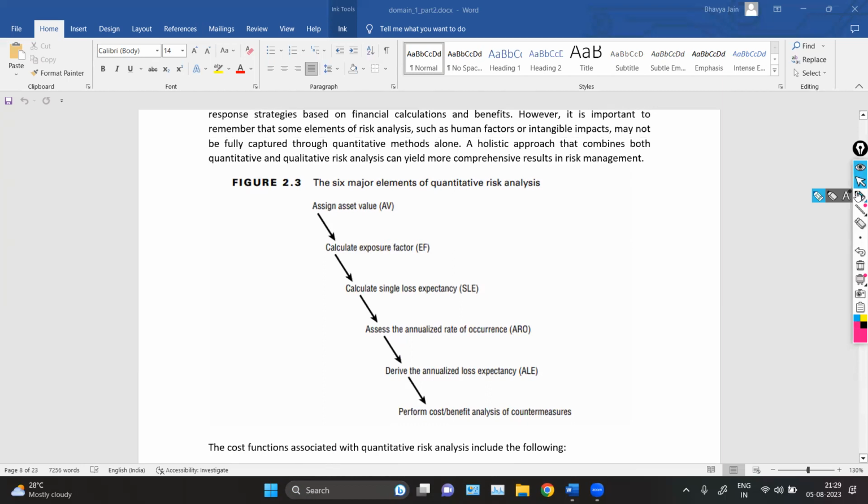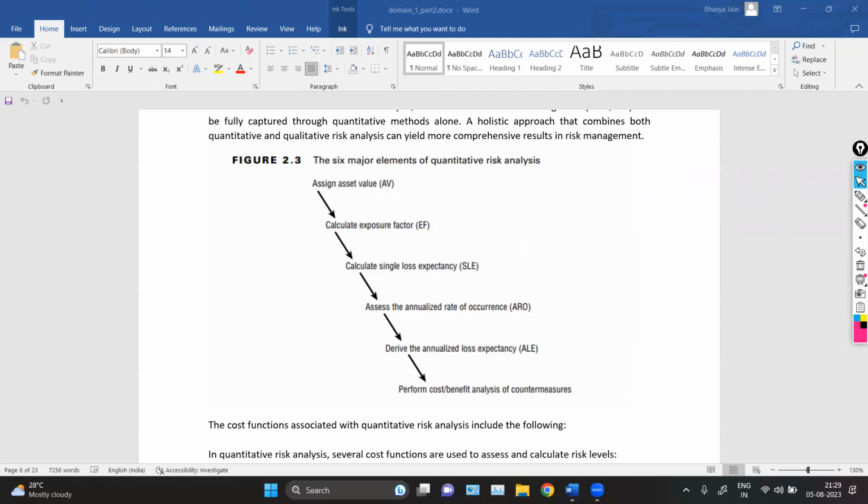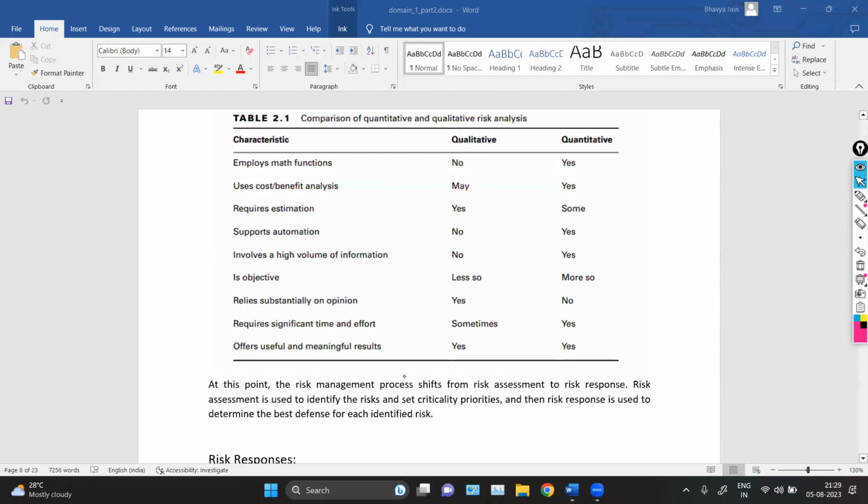So first we have to calculate AV and EF, which is the value of your asset and the exposure factor. SLE is equal to AV into EF. EF is in percentage and AV is in dollars. Then we have ARO and ALE. So we can calculate ALE, which is SLE into ARO. Okay, so let me show you the formulas, please.